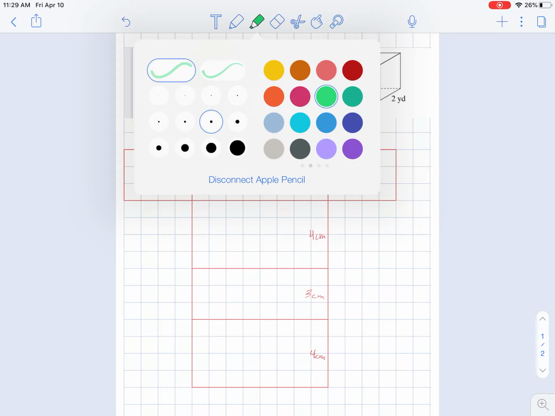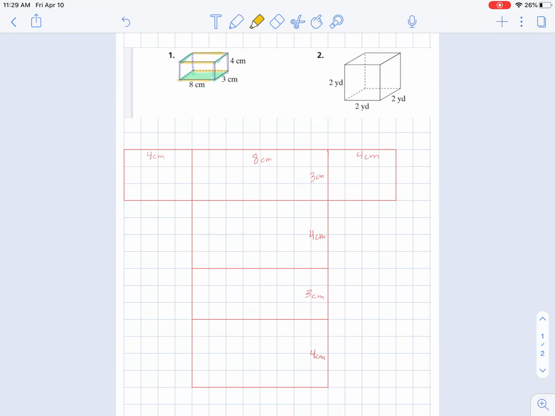Then I would move on to the next side. Sorry, I'm trying to think about how I could make this clear for you. Let's erase that. And let's think about this side now, this wall, which is 8 centimeters by 4 centimeters. So that's what we have right here, 8 by 4, right?